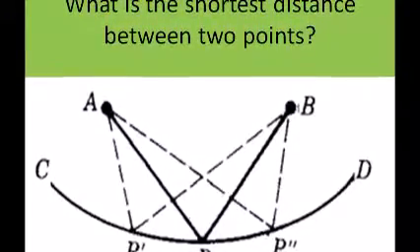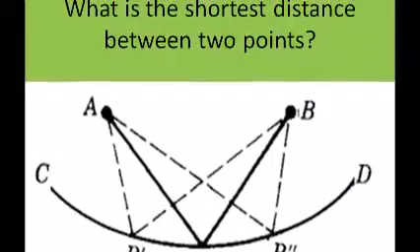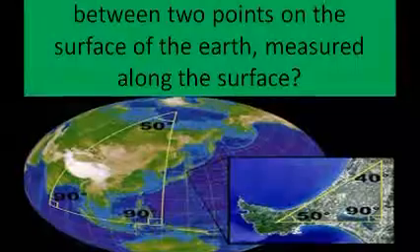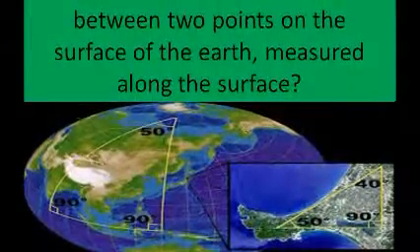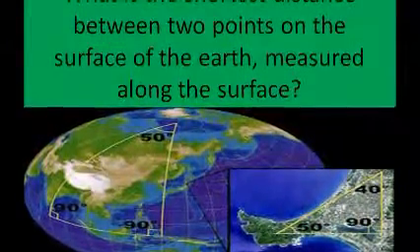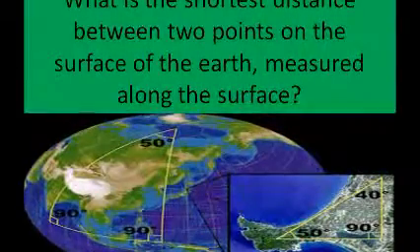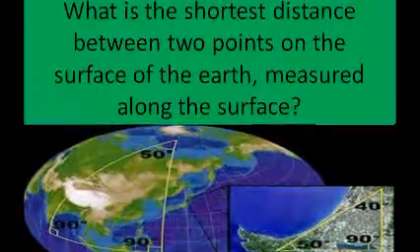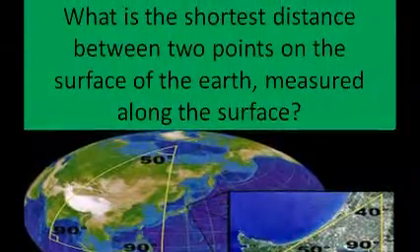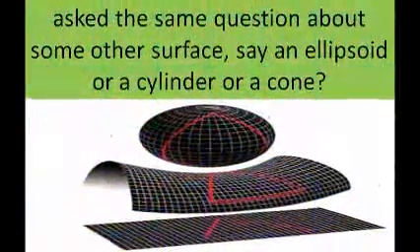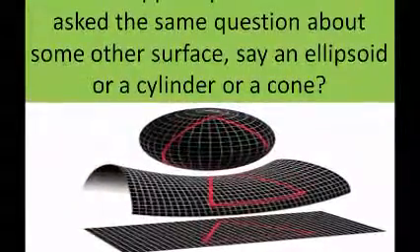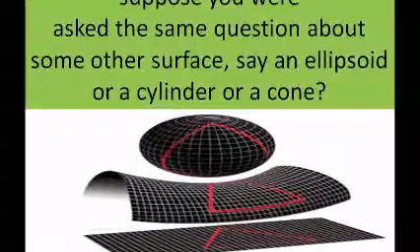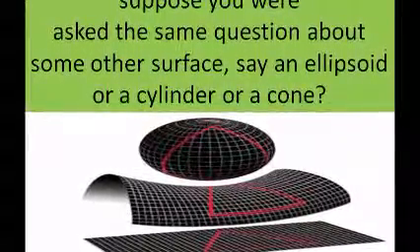Meanwhile, we ask the same question about a sphere, for example, the Earth. What is the shortest distance between two points on the surface of the Earth, measured along the surface? Again, you probably know that the answer is the distance measured along a great circle. But suppose you were asked the same question about some other surface, say an ellipsoid or a cylinder or a cone.